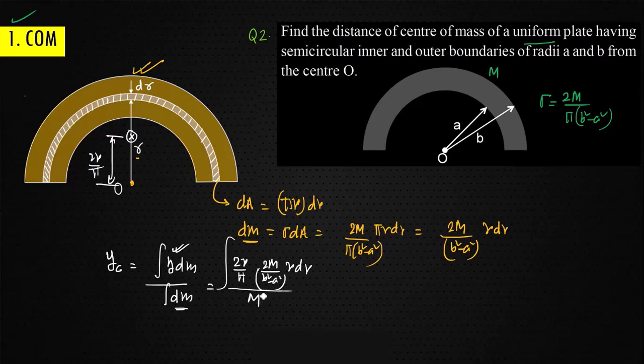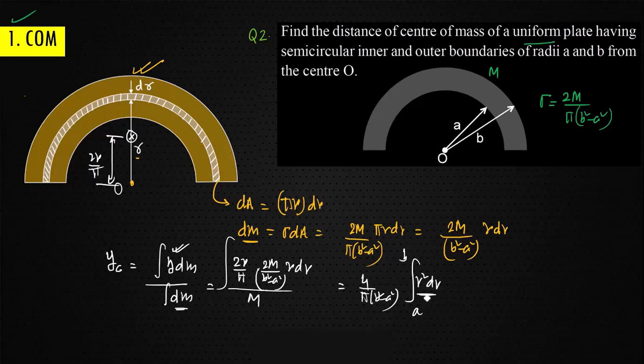Now from the numerator and denominator, M cancels out. So ultimately I am left with 2 by pi, b square minus a square, 2 by pi, not 2, it should be 4 by pi, b square minus a square into r square integration dr. Okay, and the limit for r should be from a to b, because inner radius is a, outer radius is b, so a to b is the limit.